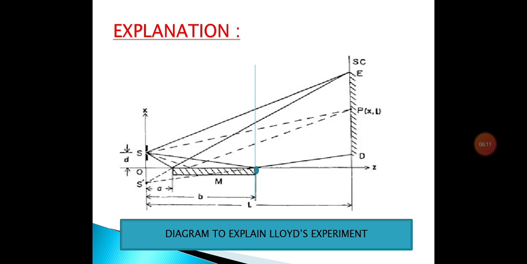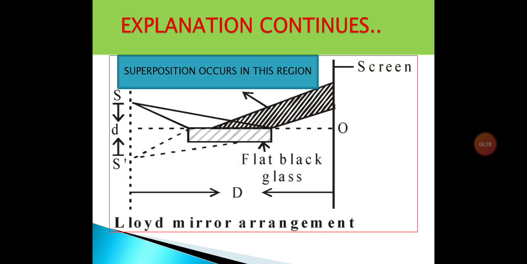So the conclusion we have drawn, that due to this dark fringe obtained at the center, we can say that when the light gets reflected from the surface of a denser medium, it undergoes a phase change of pi. Now in the next figure, I have shown you the area in which we will get the interference pattern on the screen. You can see that when we get the two sources S and S dash, then due to this incident and reflected beam, they will interfere in the highlighted region.